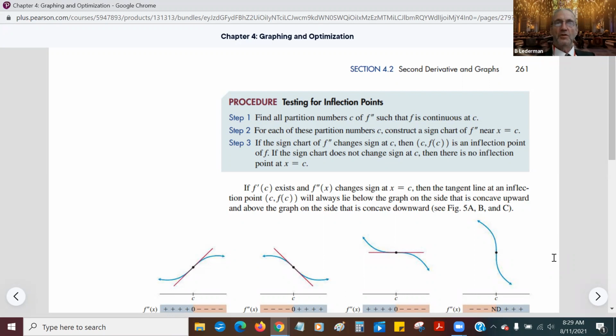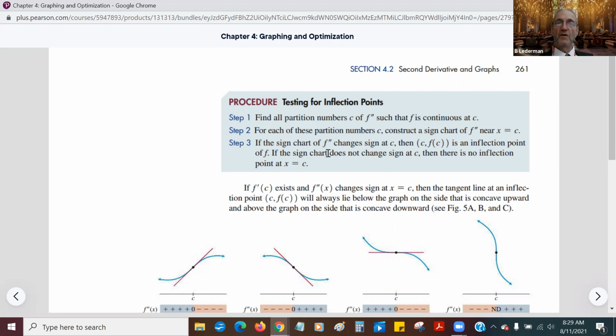Namaste, much better. So to test for inflection points, you want to find all the partition numbers of f double prime, and f has to be continuous at C, which means f has to be defined at C. For each of these partition numbers, you want to make a sign chart of f double prime near x equals C. Notice that here I have f double prime, here I have f itself. We're switching back and forth from the function to the derivative to the second derivative because we're using the first and second derivatives to teach us things about the function itself.